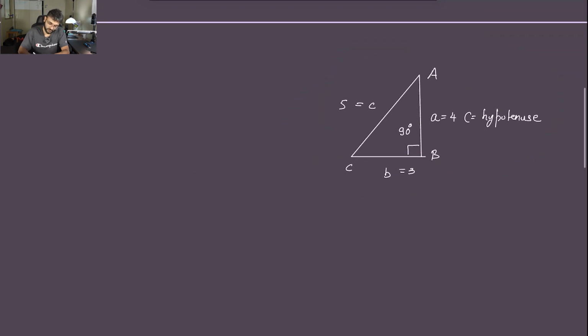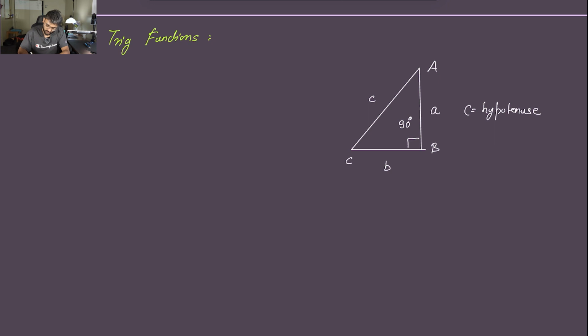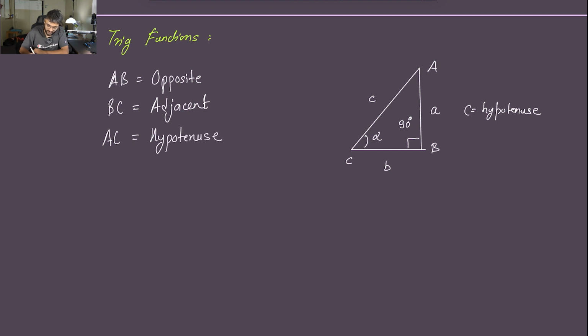Now let's talk about trig functions. This is also about a right angle triangle. Okay, let's say this angle is alpha. Now opposite to alpha is AB, right? So that side is called opposite. Adjacent to alpha is BC, so that side is called adjacent. And the shortcut distance, or the longest side, that is AC, is called hypotenuse.